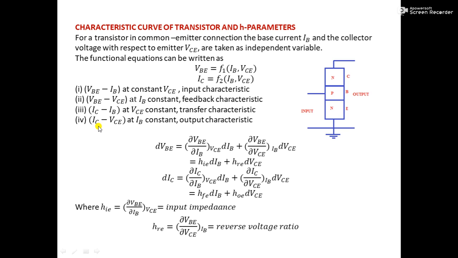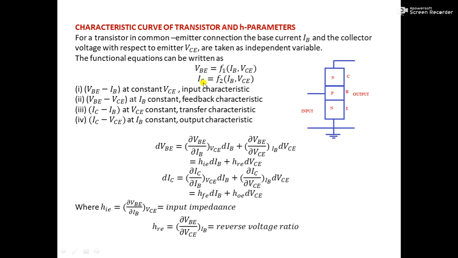The fourth one is IC versus VCE with IB as a constant, and this characteristic is termed as output characteristics. It is the variation of output current with the output voltage, taking the input current as constant, so it is called the output characteristics.